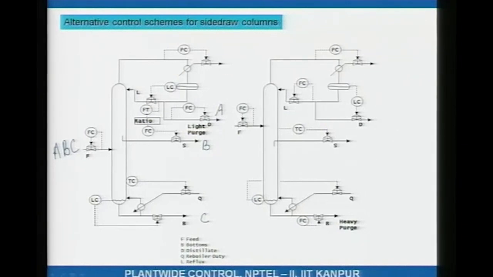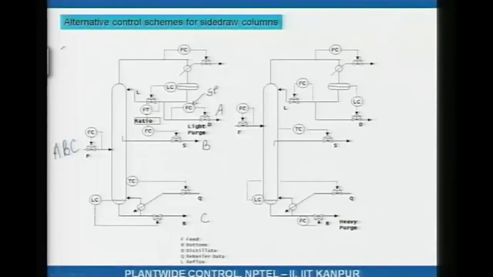Now, since A is in a small amount, what I do is I flow control the distillate stream. I set this set point to be whatever is the largest expected component flow rate of A. So, let us say the largest expected component flow rate of A is 5 kilomoles per hour. That is the maximum amount of component A that you are expecting in the feed, so this set point will be set at 5 kilomoles per hour.